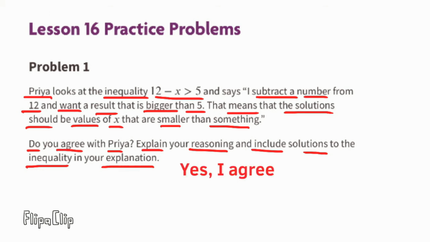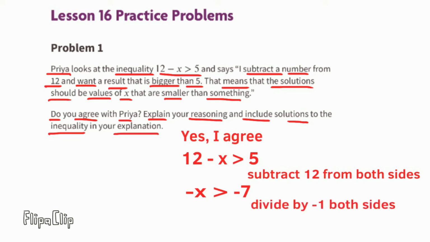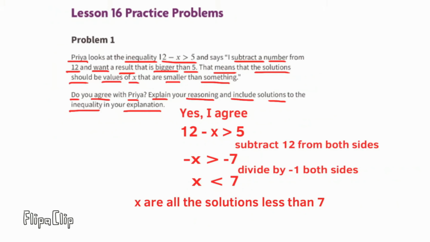Yes, I agree, and let me show you why. 12 minus x is greater than 5. Subtract 12 from both sides. That gives you negative x is greater than -7, so we'll have to multiply or divide both sides by -1. When we do that, we'll have to change the inequality sign. So now it reads, positive x is less than positive 7. x represents all the solutions less than 7.